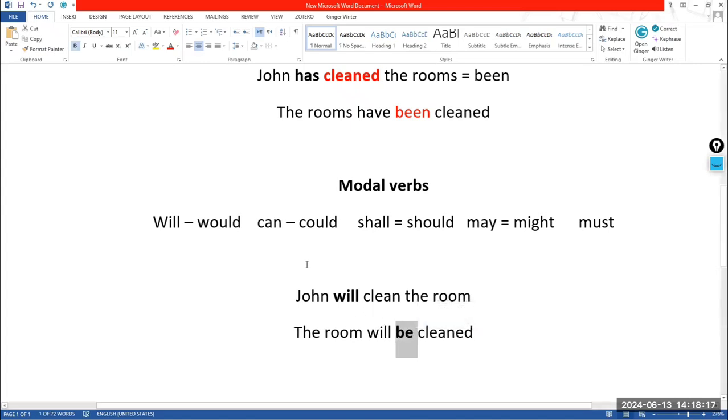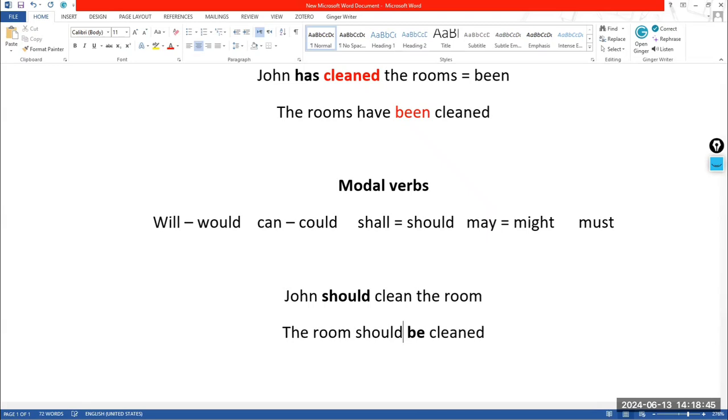So if you see a modal verb in the active, with all modal verbs, you have to use be. If you want to say John can clean the room, it will be the same. The room can be cleaned. If you want to say John should clean the room, it is the same. You have to use verb to be, exactly. The room should be cleaned. So you have to write be with all modal verbs. Should be cleaned, could be cleaned, shall be cleaned, must be cleaned.